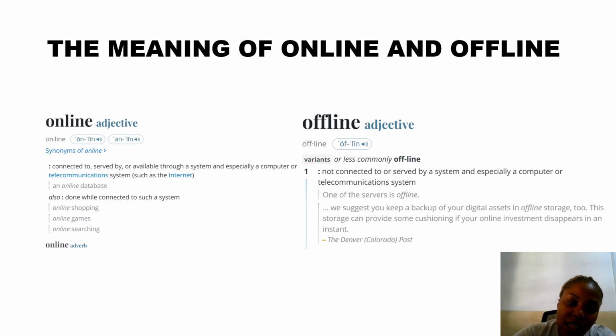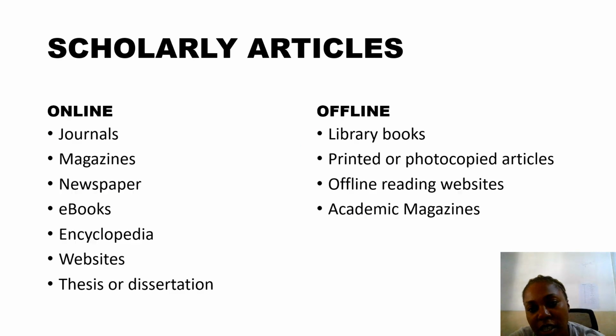All right. Then we go to the issue of online and offline. So first we have to understand what online is. Online means you are connected to, saved by, or available through a system, especially a computer or a telecommunication system such as the internet. So it means you are connected to something like the internet. That means you are online. Then if you are not on the internet, you are offline. That means systems are not connected to the internet, right?